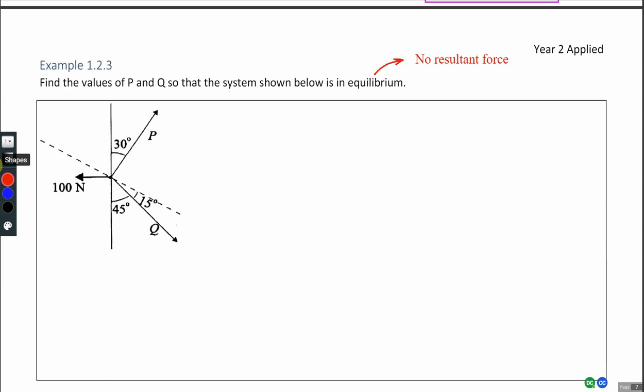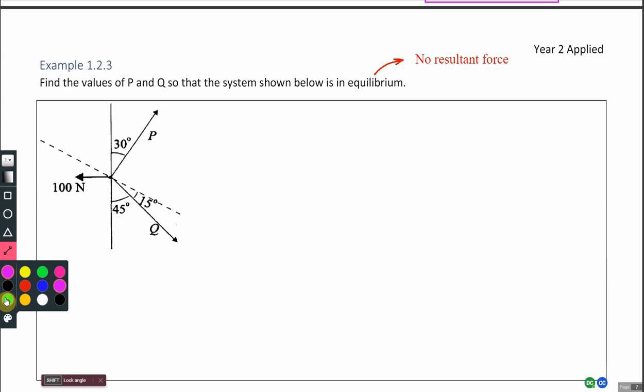But a natural way to start this would be to introduce a horizontal axis to go with the vertical axis, and then find the horizontal component of every single force. It'll equal 0 because we're looking for equilibrium, and then do the same thing for the vertical, and again it'll equal 0 because it's in equilibrium. That would be fine. That would absolutely work.